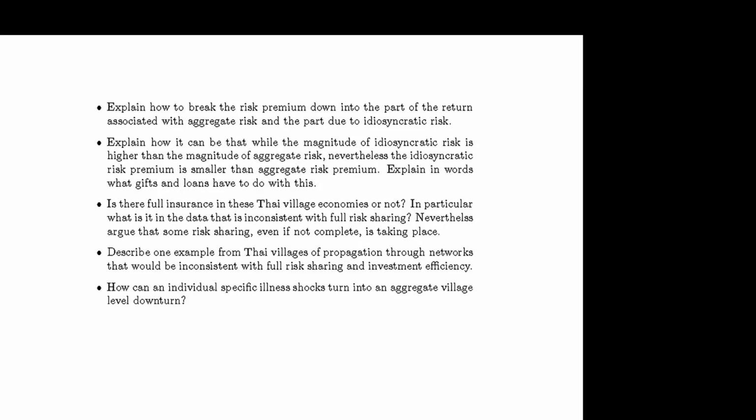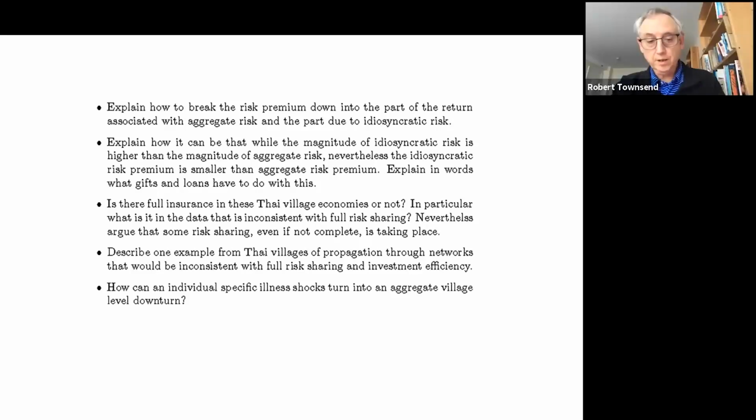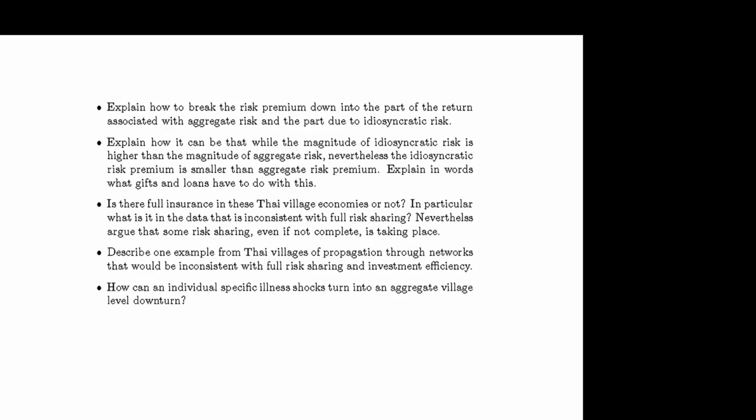We find that in the data, household consumption is positively correlated with the idiosyncratic shocks. So that shows that it's not full risk sharing, but there's still some risk sharing because the coefficient is really, really small compared to other coefficients. Right, compared to the coefficients on gifts and lending, which absorb the bulk of the risk.